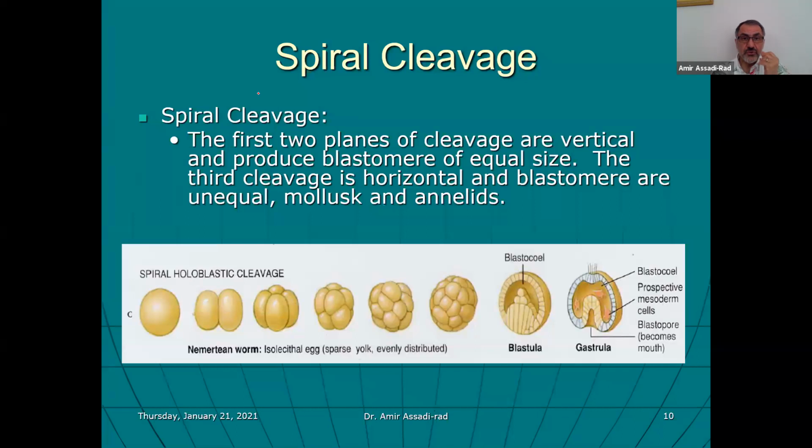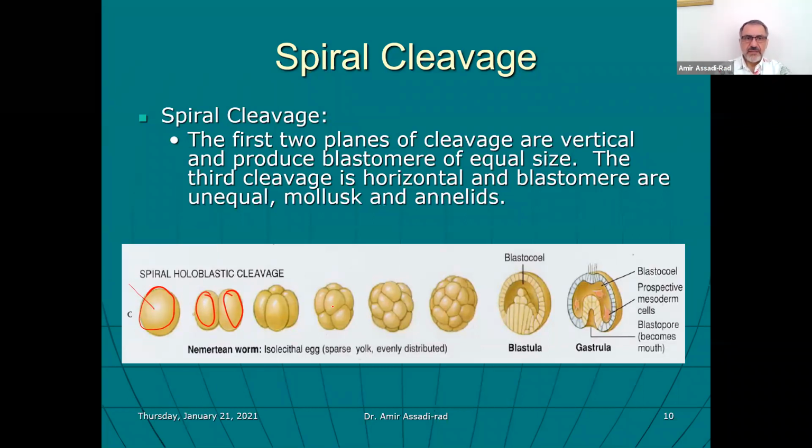The first two planes of the cleavage are vertical and produce blastomeres of equal size. Blastomere means this cell and that cell. Each individual cell, when the division is occurring, is called a blastomere, okay? This is your zygote, and the sperm enters the egg, right? And then it divides: two cells, four cells, eight cells.